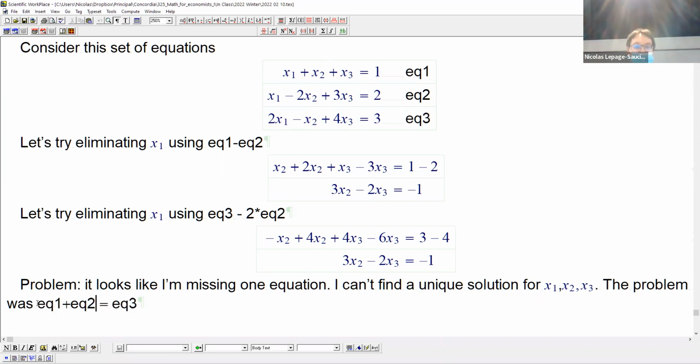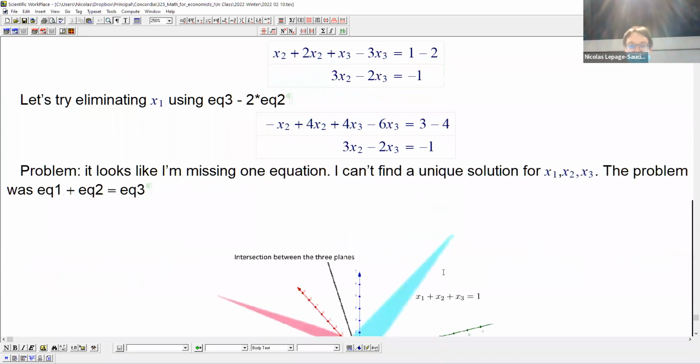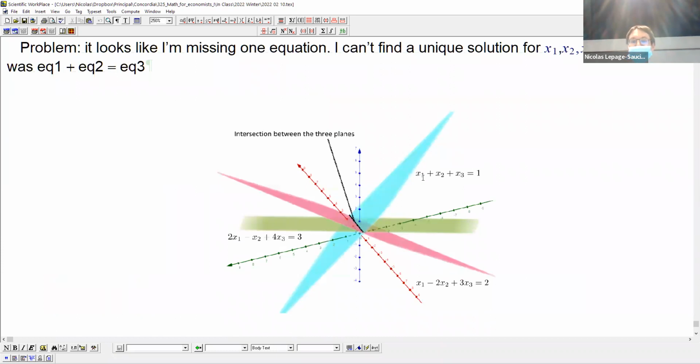But just before that, I'm going to show what this system of equations looks like. I have it here too. See, I did a bunch of work yesterday. This took me a lot of effort. So this is the first one, x1 plus x2 plus x3. This is the second one, and this is the third one.